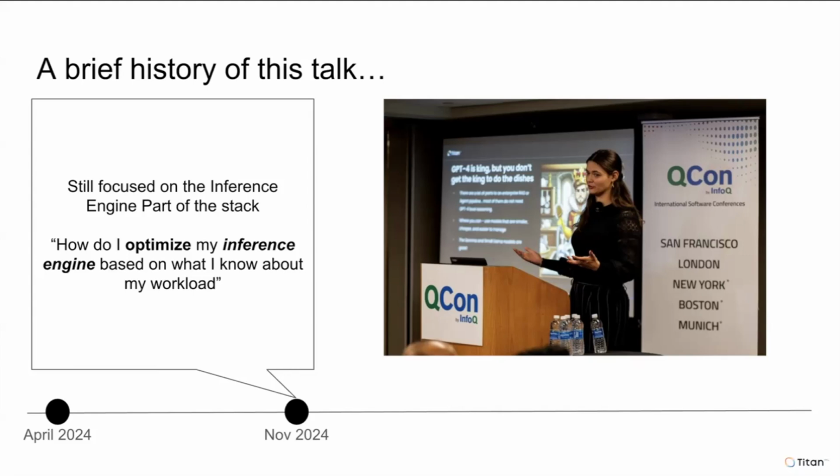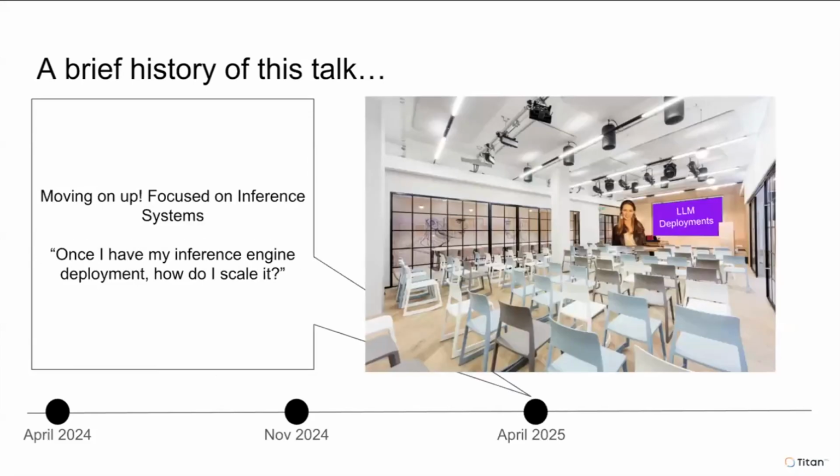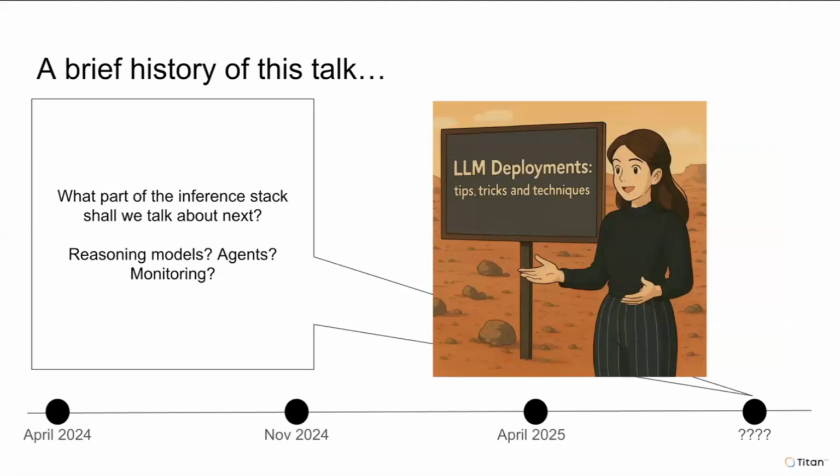Now, I think I've moved on a little bit from that. So this talk is not about the inference engine, and it's my first talk that I prepared, which is about inference systems instead of the inference engine. We're moving a layer up in the stack. And this is me. I didn't get ChatGPT to make this clearly. But the question I'm answering today is, once I have my inference engine, how do I scale it? How do I scale it up and down? So that's what today will be about. At some point in the future, potentially on Mars, I will be doing another talk about another part of the inference stack. If you have thoughts on what would be interesting to cover next, I'm all ears.